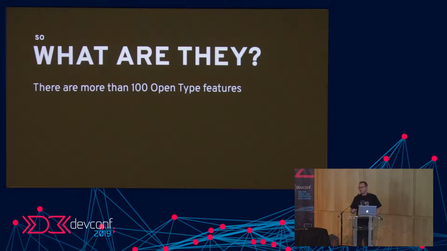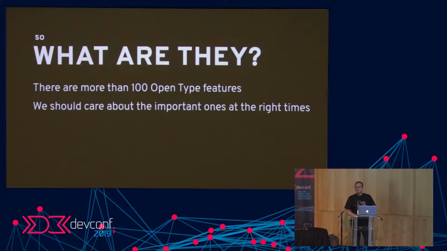So there are more than 100 OpenType features, and these are features that are built into a particular typeface or font file. You won't find all of them in every font file. The type designer will decide which ones he or she would like to include. And we should just care about important ones at the right times. And I'll show you a few examples of that.